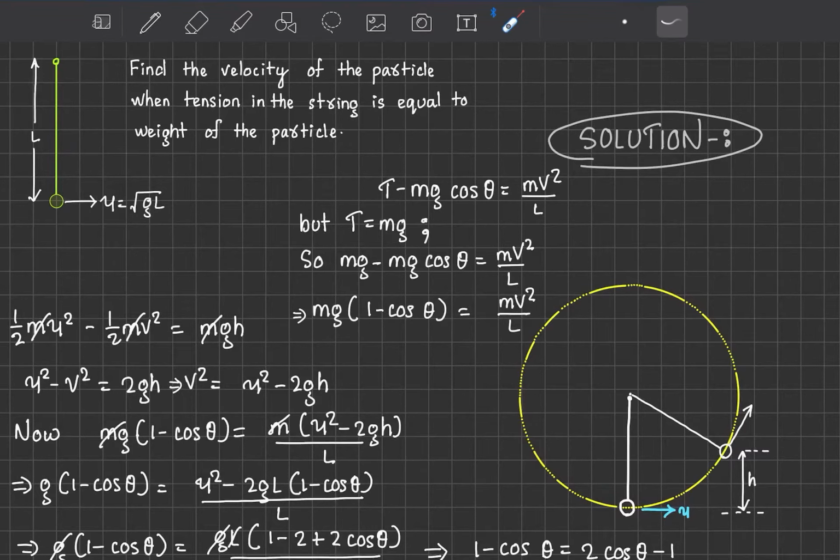Now let's solve a few problems. Here in this arrangement we are given a string which is fixed at one end. This is the fixed end, and on the other end there is a mass attached, and the mass was given a horizontal velocity u which equals square root of gL. Now the question they have asked us is to find the velocity of the particle when the tension in the string is equal to the weight of the particle.